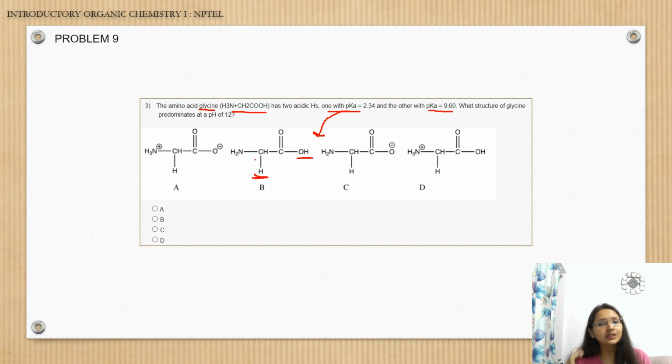So here, if the pH of the solution is 12, then it will abstract a proton which is higher in acidity. Okay. So now which form will predominate, A, B, C, or D? Anyone? Any guesses for this particular problem, guys?